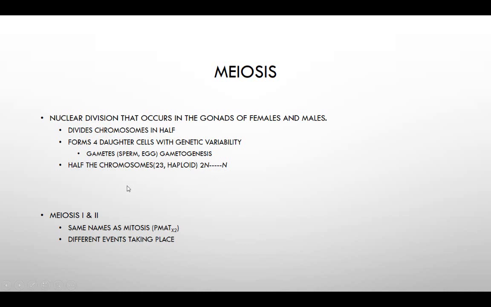Now with meiosis, we have the same names as we do with mitosis, except we have what we call a meiosis 1 and a meiosis 2. And so we call that prophase, metaphase, anaphase, telophase times 2. And there are different things taking place in each of those. I will stress that the majority of what we're going to talk about is going to be in meiosis 1. Meiosis 2 is fairly straightforward, very similar to division like we saw with mitosis, so there's not a lot going on with meiosis 2, but there's a lot going on with meiosis 1.